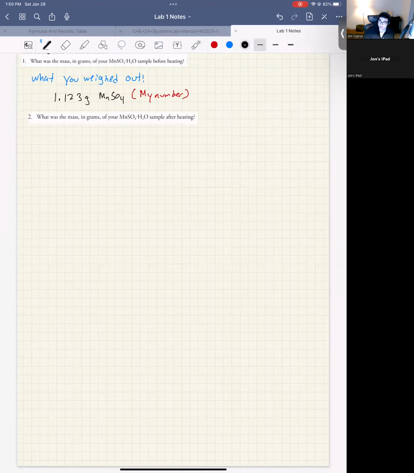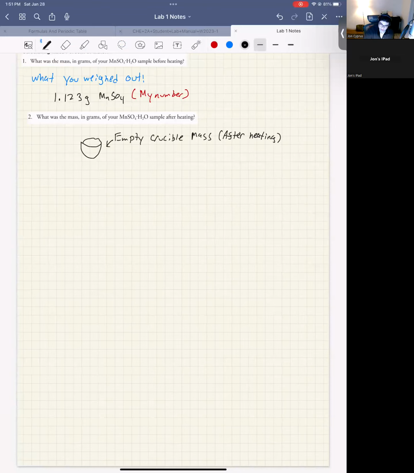All right, so first, you have your empty crucible, right? And then, this is after heating. You should have done it after heating. So that's your empty crucible, and it has some sort of mass, right?